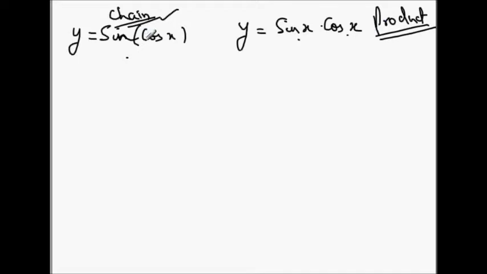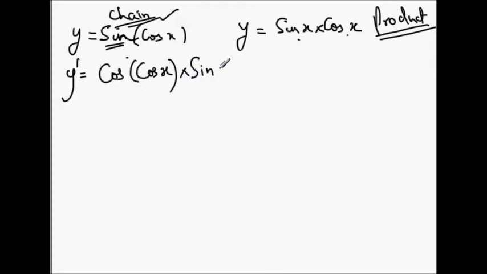Okay, because the first is cos x inside the sin x, and the second one is a product of sin x and cos x. So the derivative here would be: sine is the outermost one, therefore this becomes cos of, you don't change the thing inside, you are changing only the sine to cos, times the derivative of the cos x here, which would be minus sin x. Therefore the answer is minus cos of cos x times sin x.